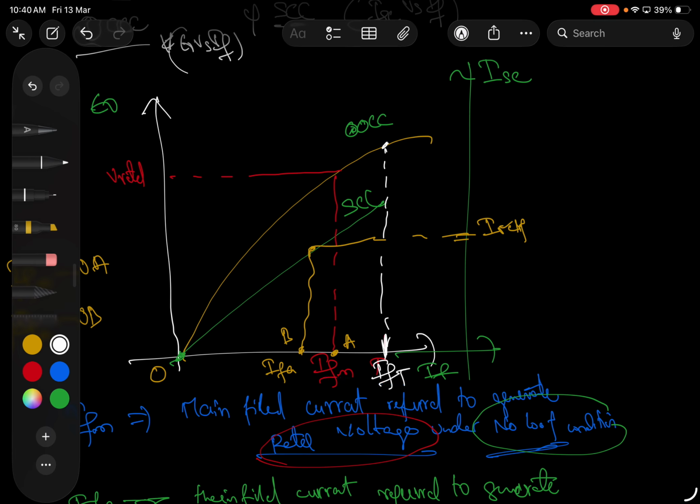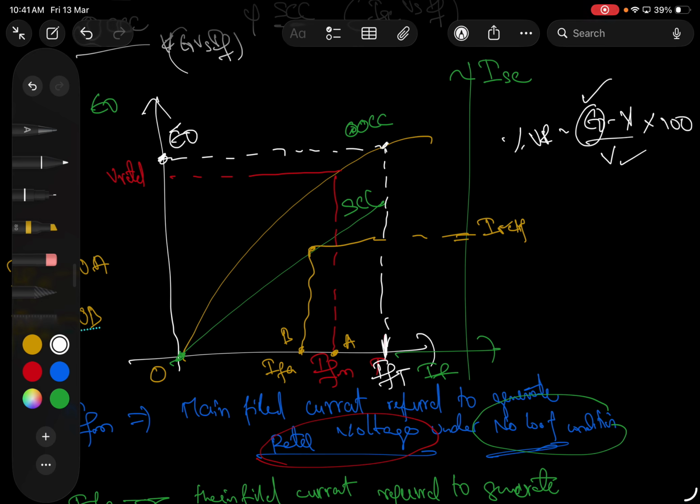That means drawing dotted lines. And from the OCC, extrapolate onto the y-axis. So whatever value you get here, this is E naught. Finally, what I want is the percentage voltage regulation. To get it, I need E naught minus V by V. Already we know V. Now I am finding E naught. Once E naught is calculated, can I calculate percentage voltage regulation? Yes, I can.